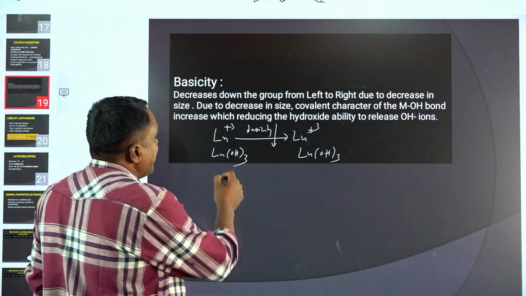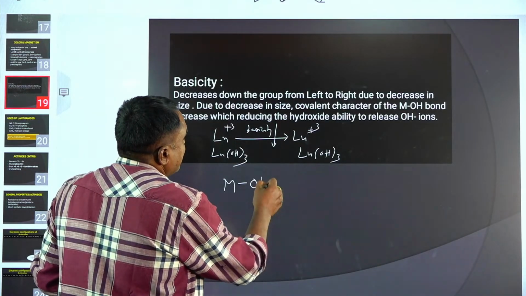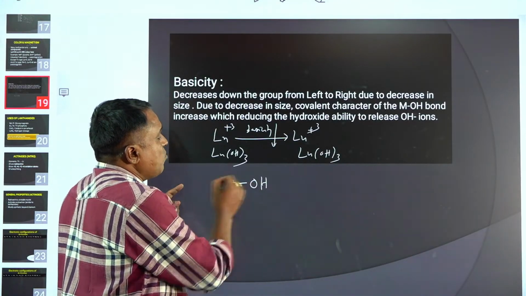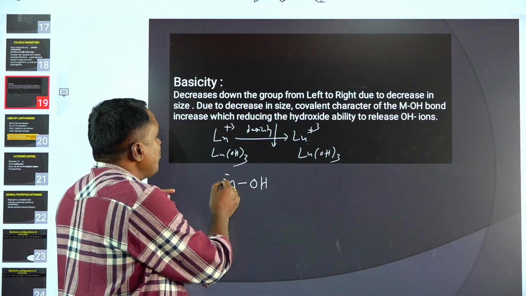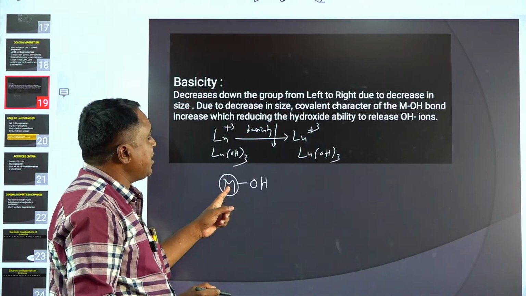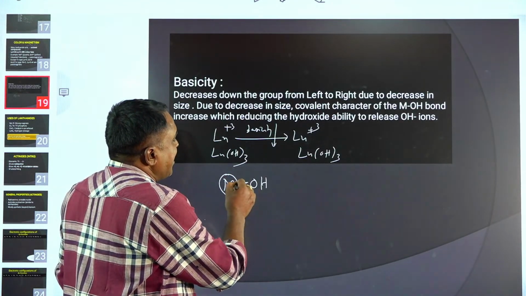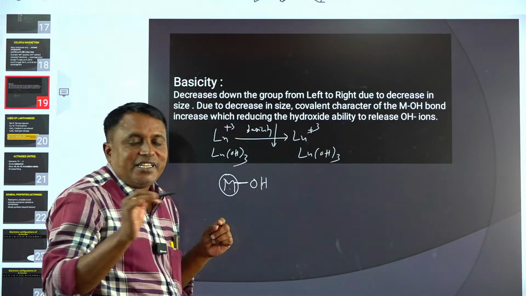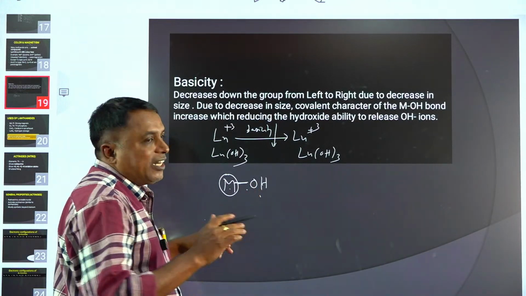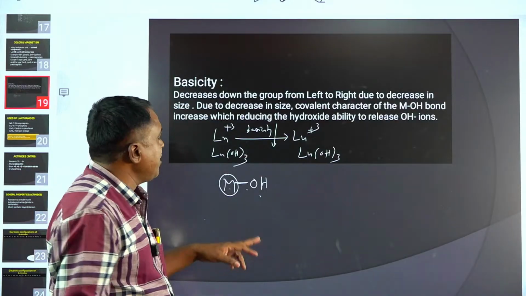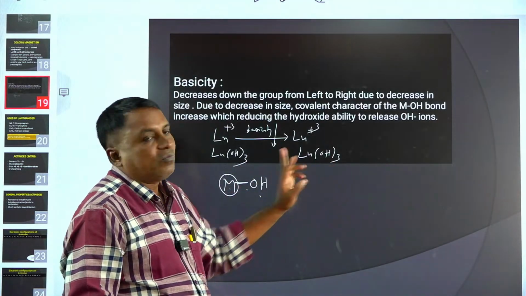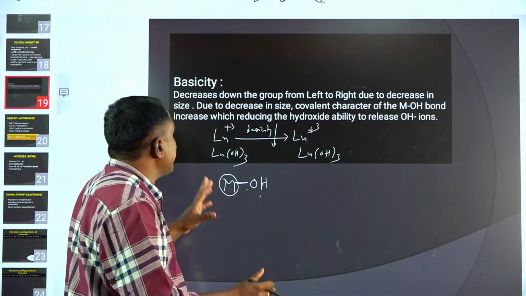What is there in this? The metal and OH bond. This is the metal and this is the OH. From left to right, the size of the metal is decreasing. Due to the decreasing size of the metal, the covalent character between the metal and OH bond is increasing, which reduces the basic character, which reduces the ability to release the OH group. That's why from Ln plus 3 to lutetium plus 3, or Ln(OH)3 to Lu(OH)3, basicity is decreasing.